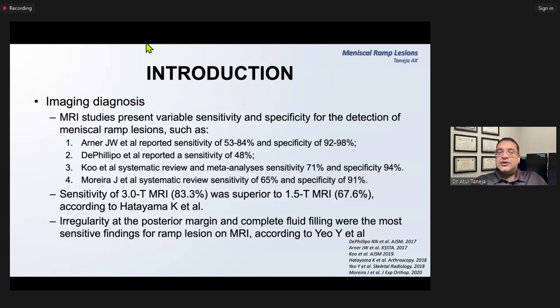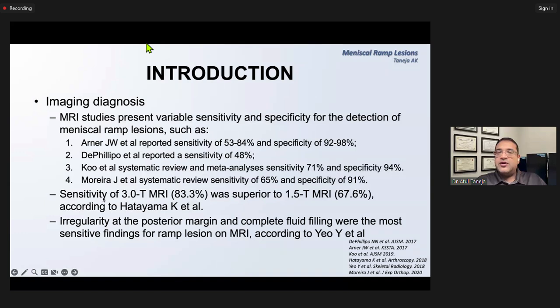We have published about that before, and we show there is a very, very high correlation between radiologists and arthroscopically proven meniscal ramp lesions. So increasing the awareness of this entity, both for the radiologist and orthopedic surgeon, will make us achieve even better rates during our readings.